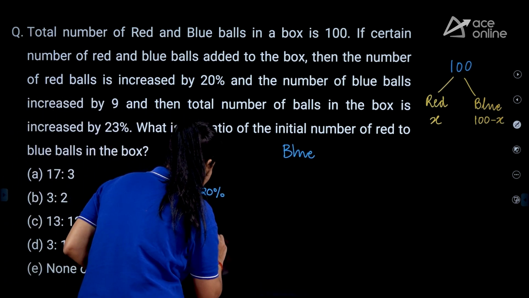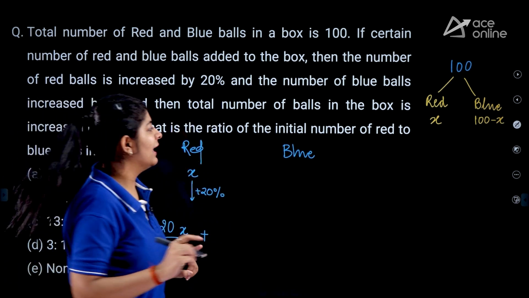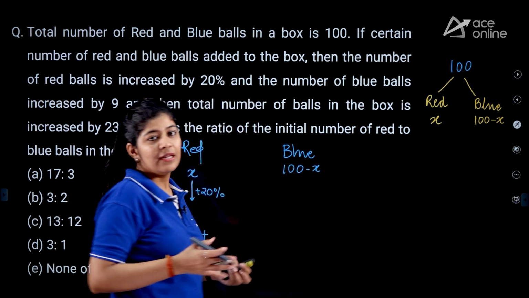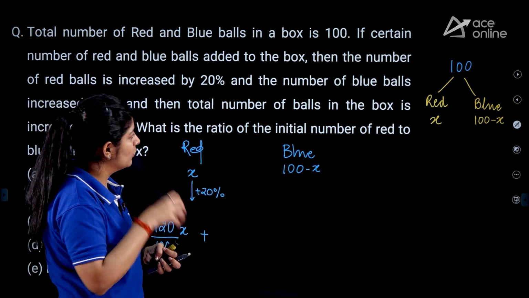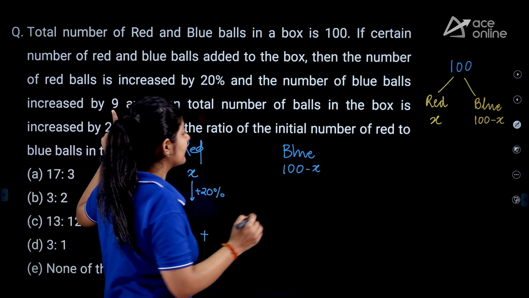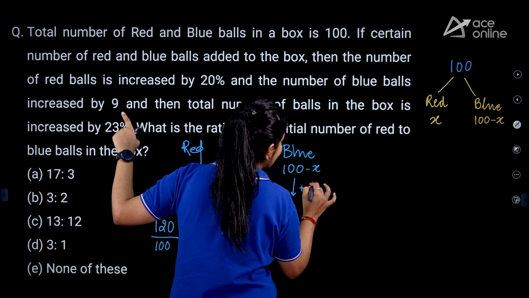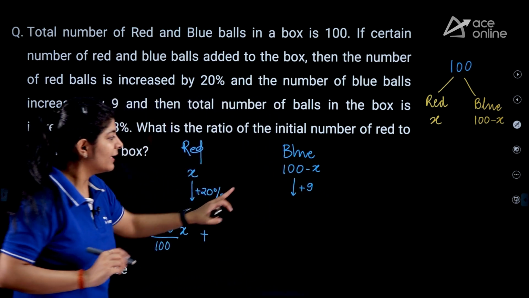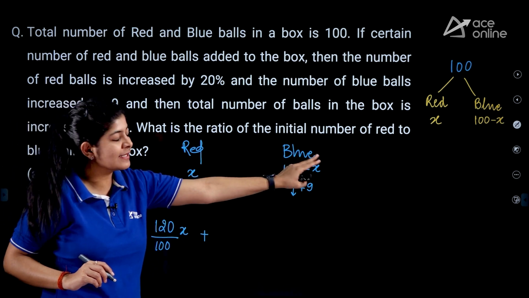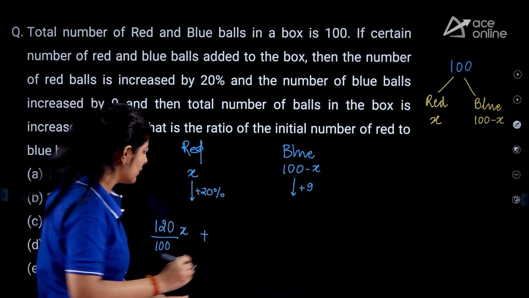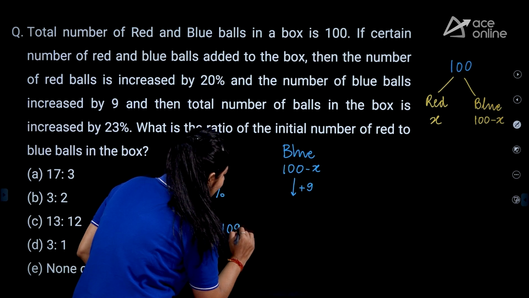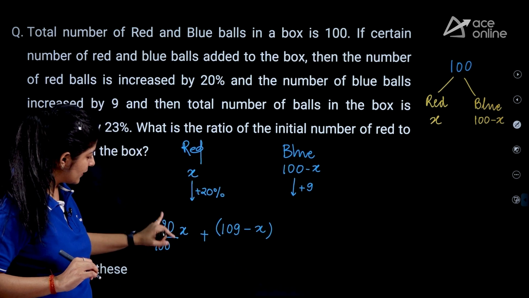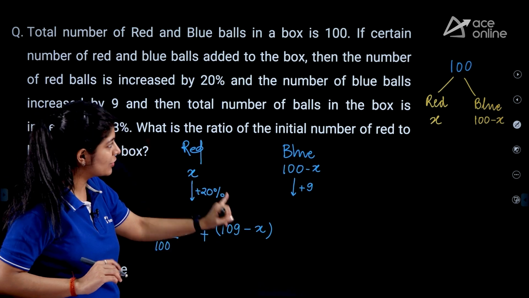Plus, initially we have 100 minus X blue balls. But when I added a certain number of blue balls, they increased by 9. That means this is the exact value. So what am I going to write? Here I have 100 minus X, but 9 balls are added. So I can write it as 109 minus X. I can write it in this format, no? So this is for the red balls, and this is for the blue balls.